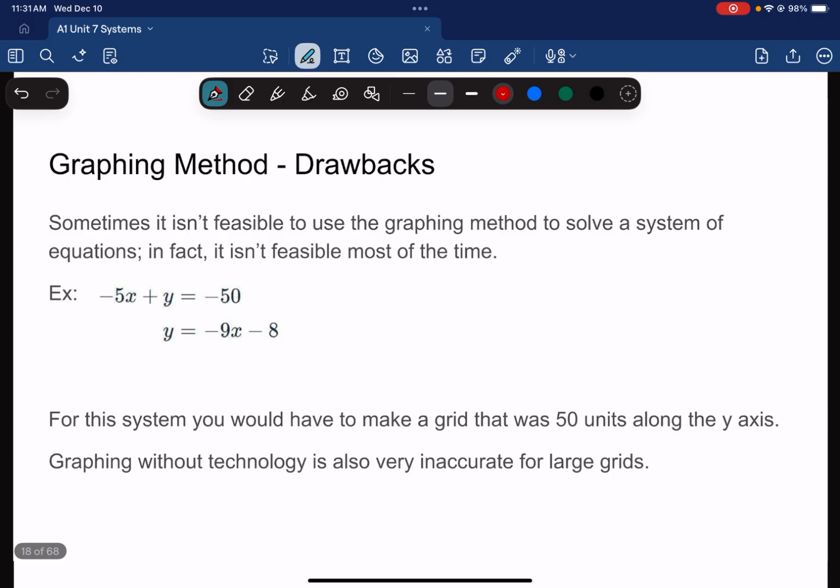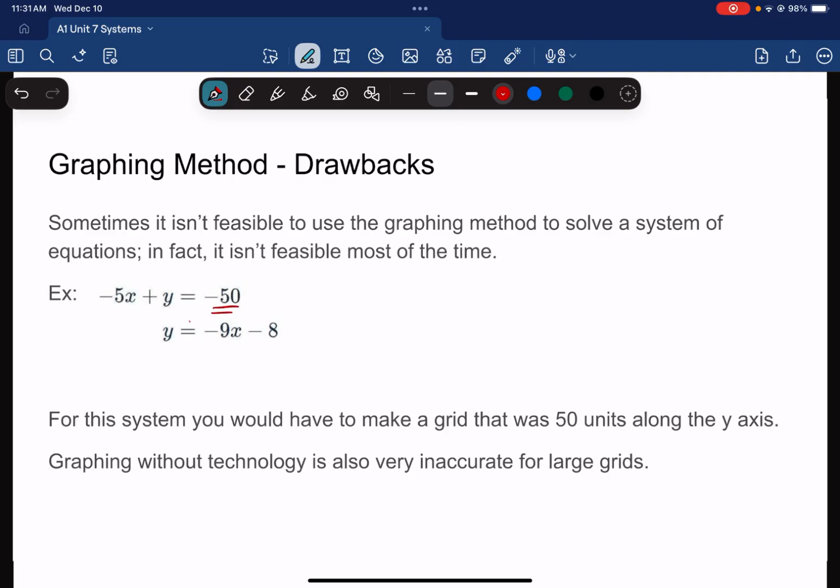Sometimes it's not feasible to use the graphing method to solve a system of equations. In fact, it isn't feasible most of the time. What happens is you end up with lines that cross at non-integer values, so you can't tell what the actual solution is. If it's some fractional or decimal value, you're not going to get it right by graphing. Sometimes the graph has to be so large that it's just inconvenient.